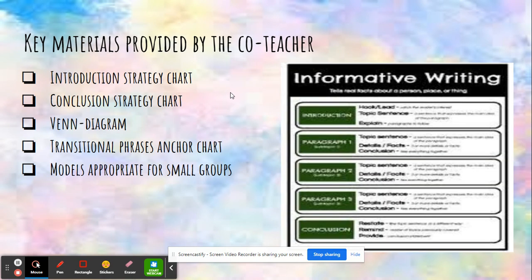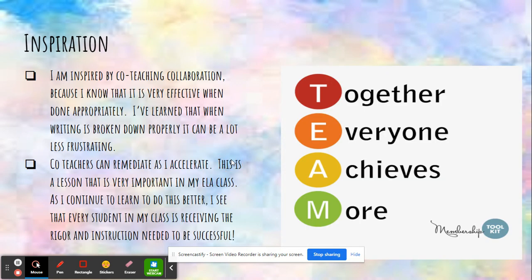So, these are some of the key materials provided by my co-teacher. She provides us with introduction strategy charts, and I help her with that because, like I said, writing introductions is content level knowledge that I help her with, and then she provides the accommodations and the appropriate supports for my students. Conclusion strategy charts, a Venn diagram, a transitional phrases anchor chart, and models appropriate for small groups that students are able to follow.